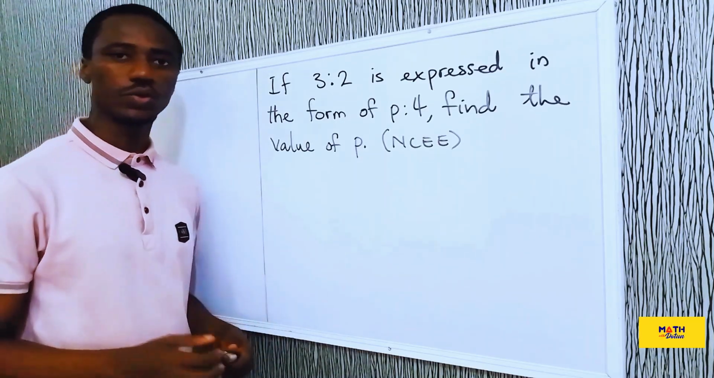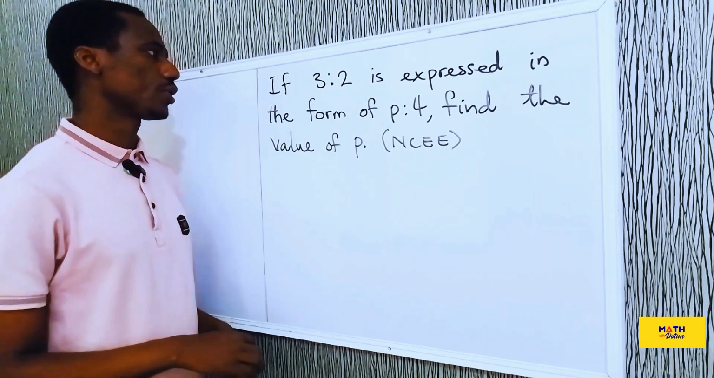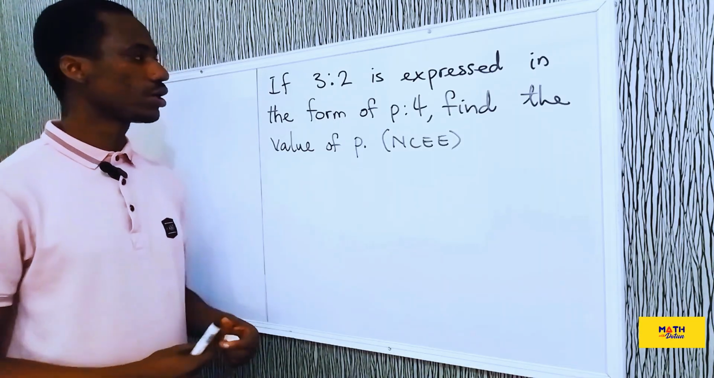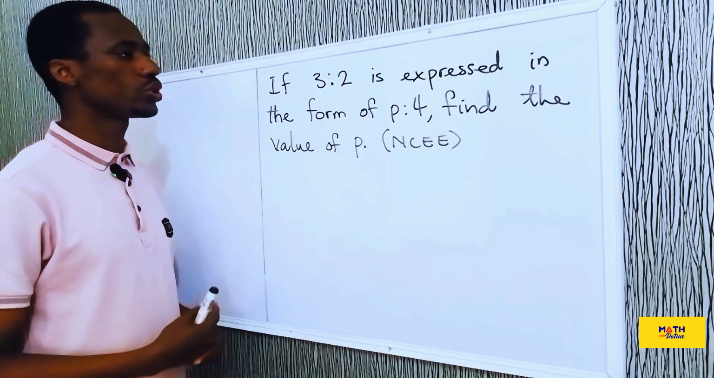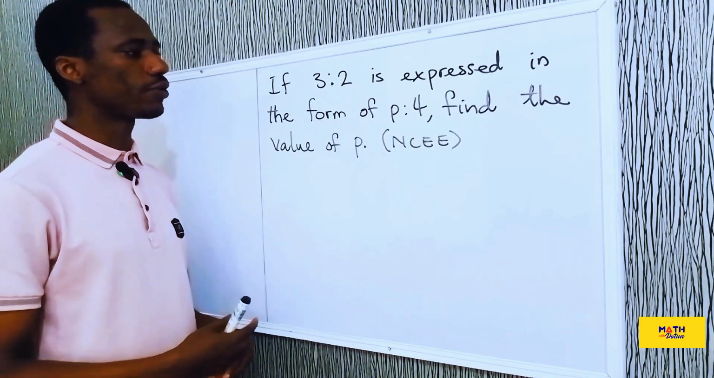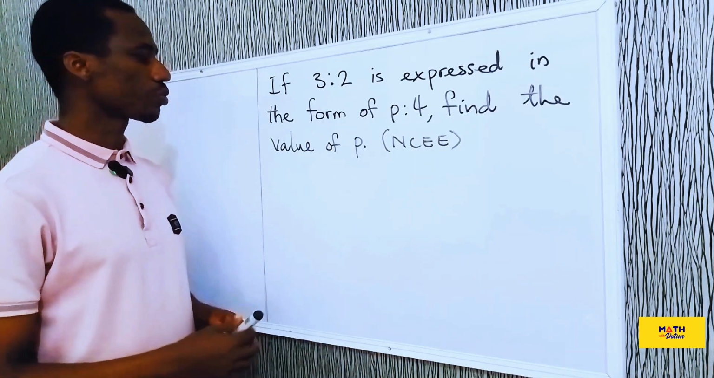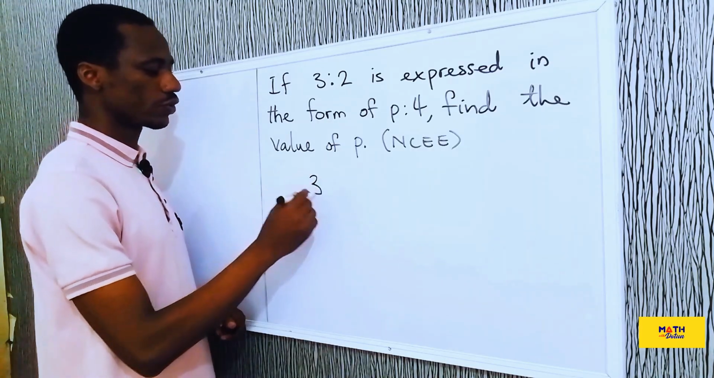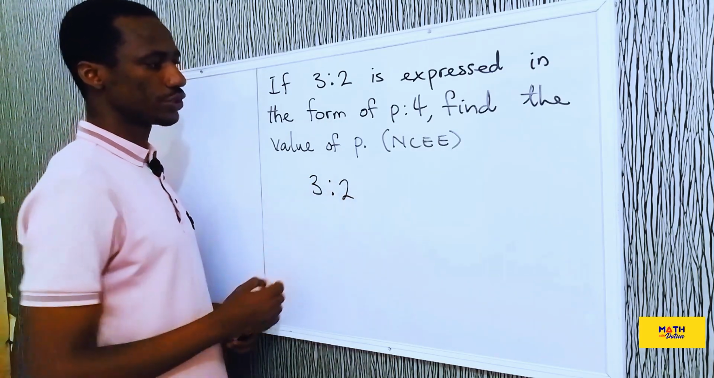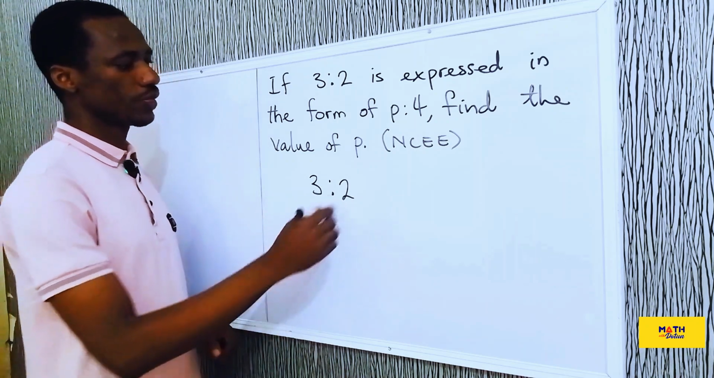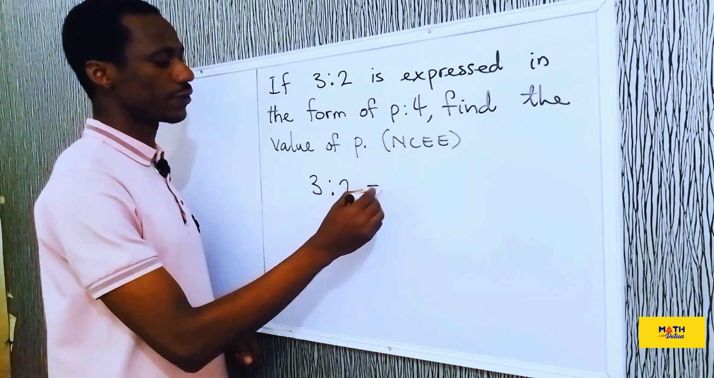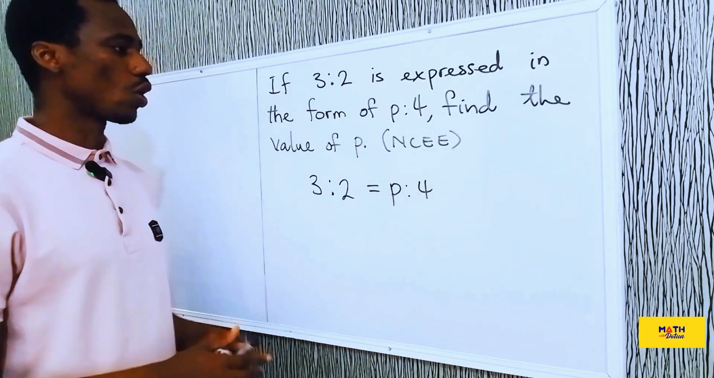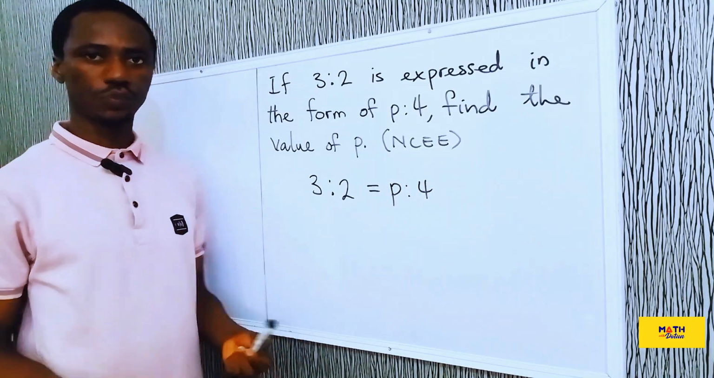We are still working with ratios, okay? Here we have this question, past questions from the National Common Entrance Exam. If 3 ratio 2 is expressed in the form of P ratio Q, find the value of P, all right? Remember, we've talked about equivalent ratio, right? So if this ratio is expressed in this form, that means it's equivalent to this. What is the value of P?